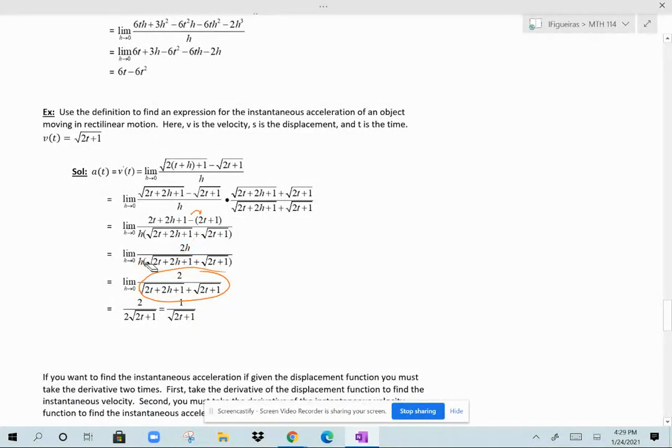And at this point, you can apply direct substitution, and when I do, the 0 goes there, so this term goes away. So I'm left with square root of 2t plus 1 plus square root of 2t plus 1 in the denominator. So there's 2 of them. So that's 2 over 2 times square root 2t plus 1. But if you simplify, the 2's cancel. So my acceleration is 1 over the square root of 2t plus 1.